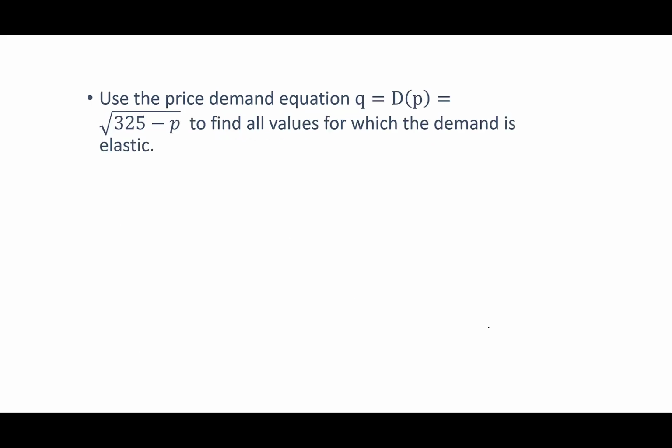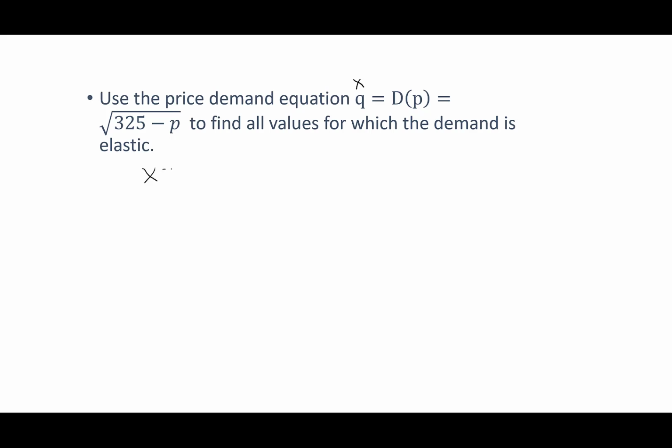One last one: use the price demand equation Q equals D of P equals the square root of 325 minus P to find all values for which the demand is elastic. Now this one's written slightly different. Instead of an X, there's a Q. It means the same thing. I want you to be able to switch variables and be okay with it.